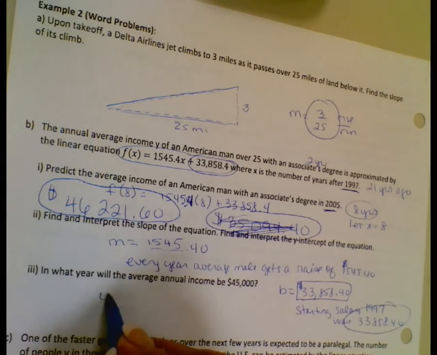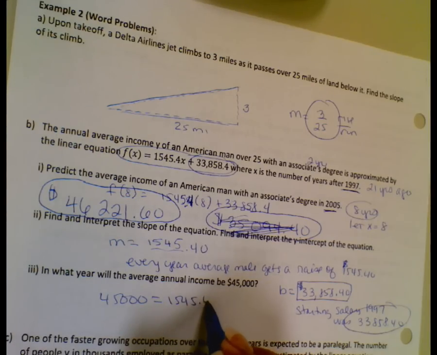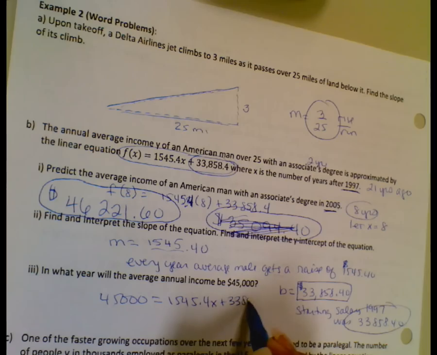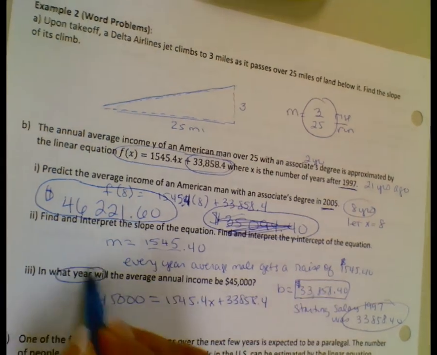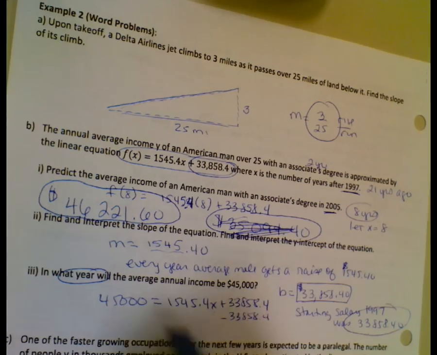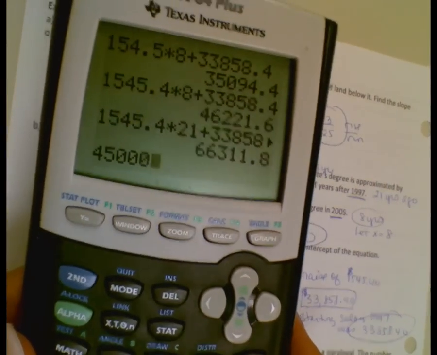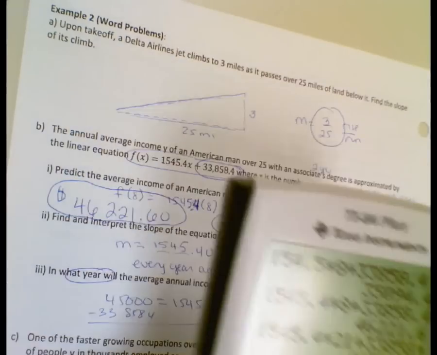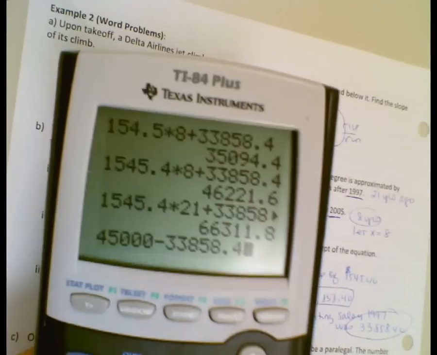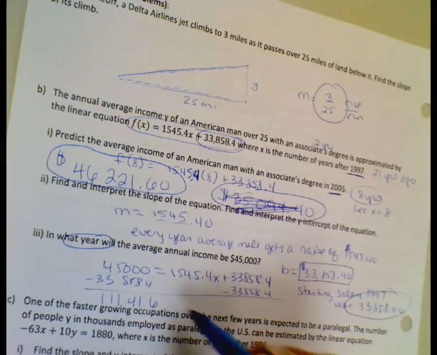So let's see. We're going to set $45,000 equal to the rest of this, and we're going to solve for x. We're solving for how many years and what year? So we're solving for x. So let's subtract 33,858.4 from this side. So we're going to go 45,000 minus 33,858.4. That is 11,141.6.